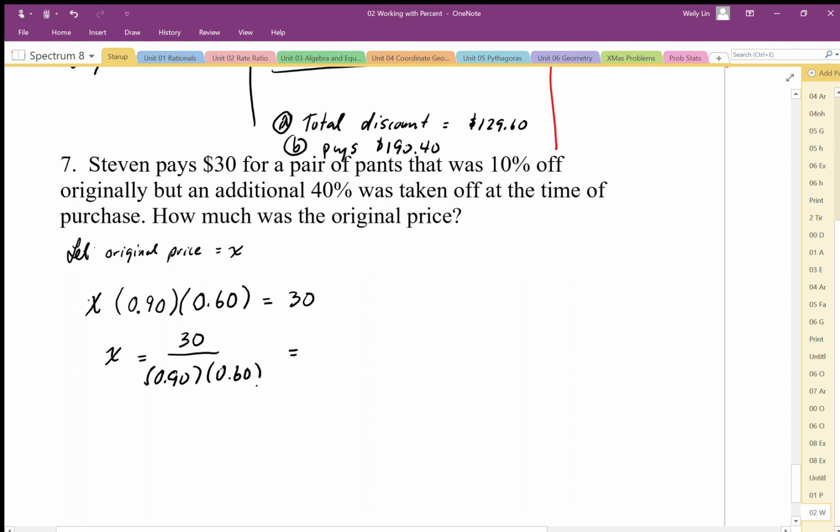When I do that, $30 divided by 90% divided by 60% gives me the original price was $55.55 repeating, so I'm going to round to 56 cents. So there's my original price.